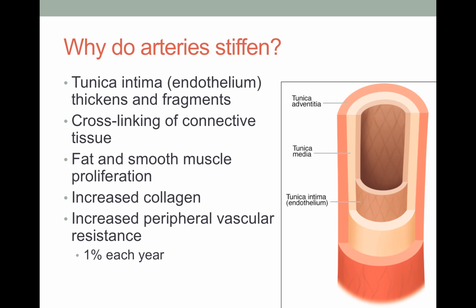It really points to the innermost layer, the endothelium. We're going to talk quite a bit about the endothelium in the upcoming slides. And really what winds up happening is that it thickens and it also fragments. So it really gets disrupted and it proliferates. So it thickens, it hypertrophies, if you will. Okay, so why does this happen?